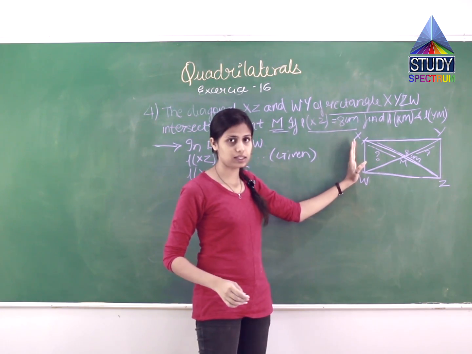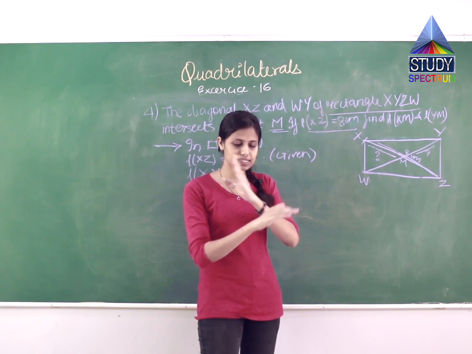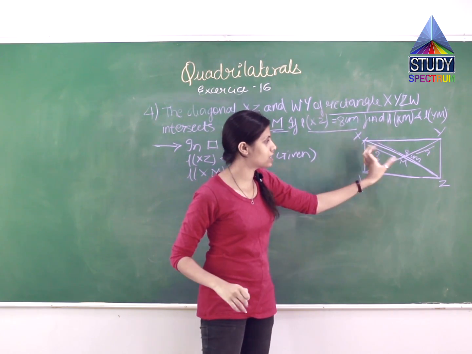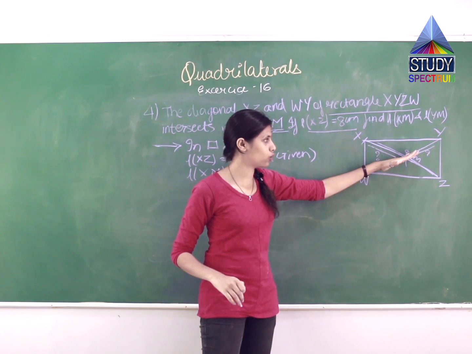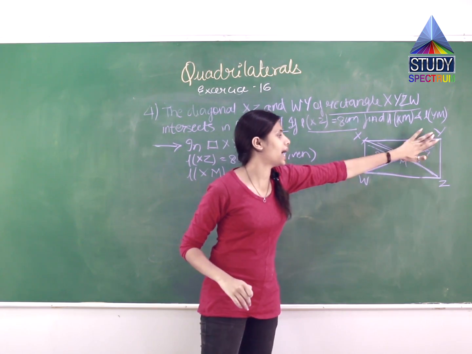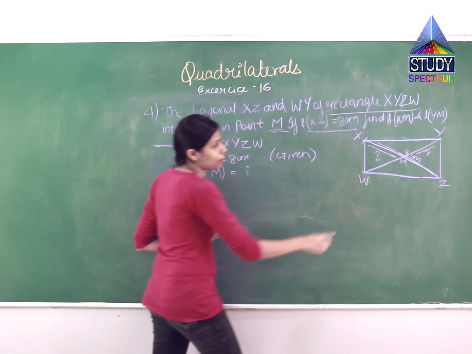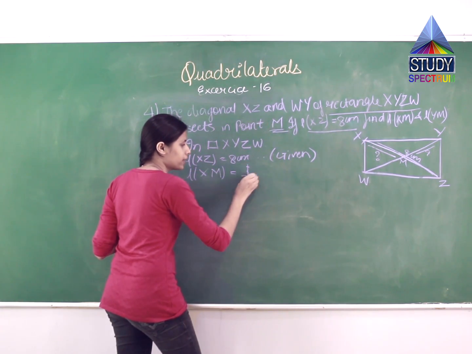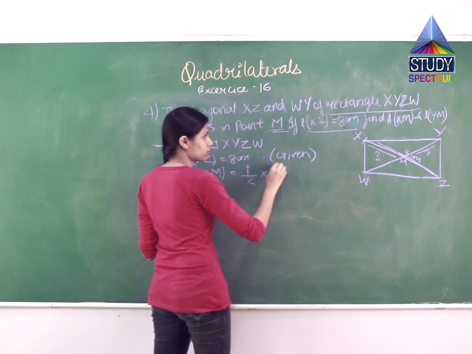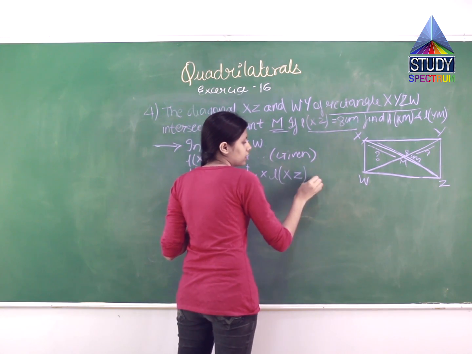For a rectangle, the diagonals bisect each other. What is the meaning of bisect? It means cut into half. This diagonal is cut into half by the other diagonal. XM is cut into half from M by YW. So the length of XM will be half of XZ. So we can write 1 by 2 into length of XZ.